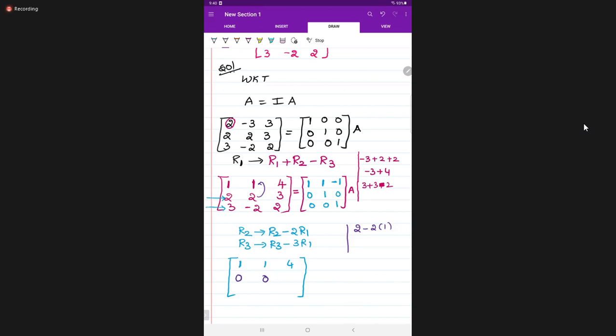Next, 3 minus 2 into 4, 3 minus 8, how much? Minus 5. Next, this value is 0. Next, how much? Minus 2 minus 3 into 1, minus 5. Next here, 2 minus 3 into 4, 2 minus 12, minus 10. Equal to. Now tell me.